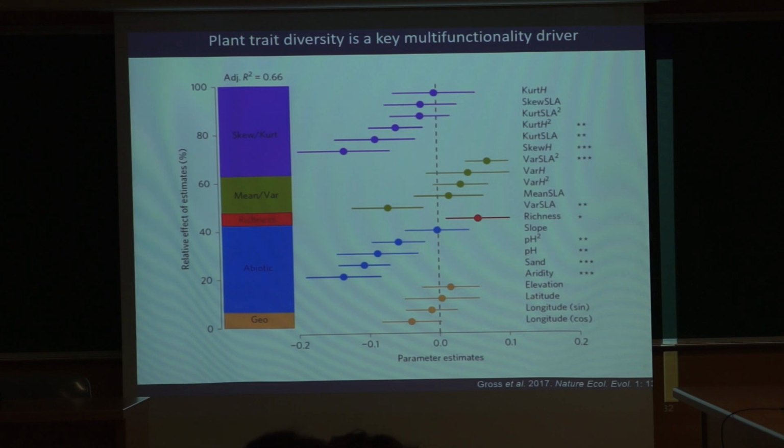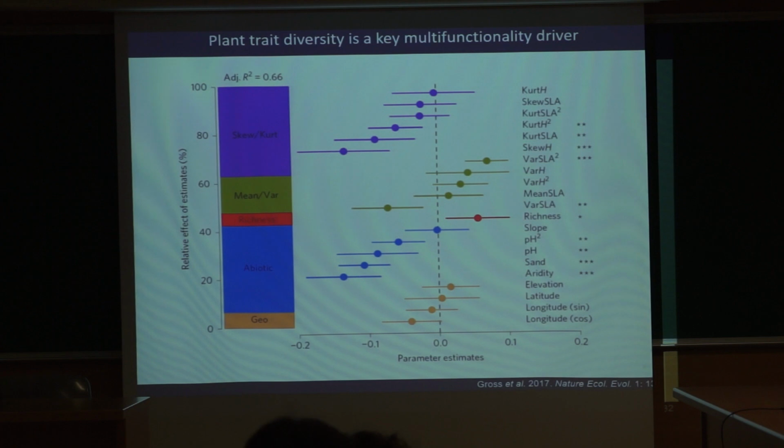So including functional diversity was able not only to increase the predictive capacity of models, but also indicates that functional diversity is a much stronger predictor of multifunctionality than species richness per se.